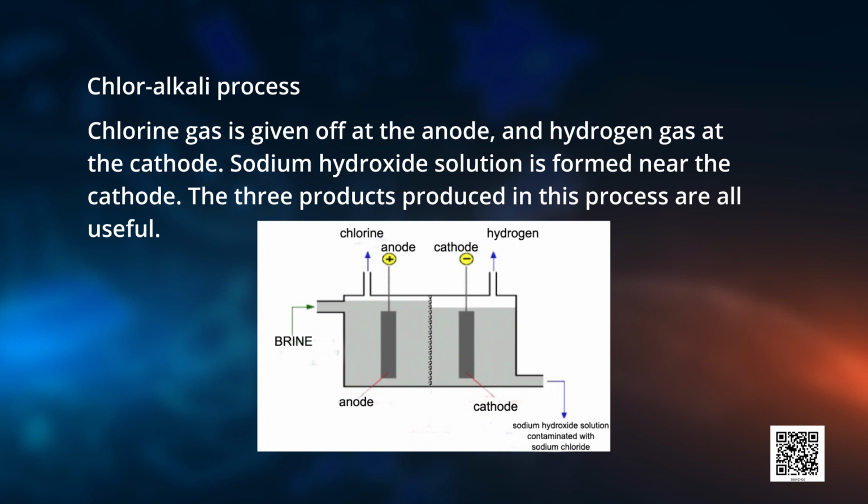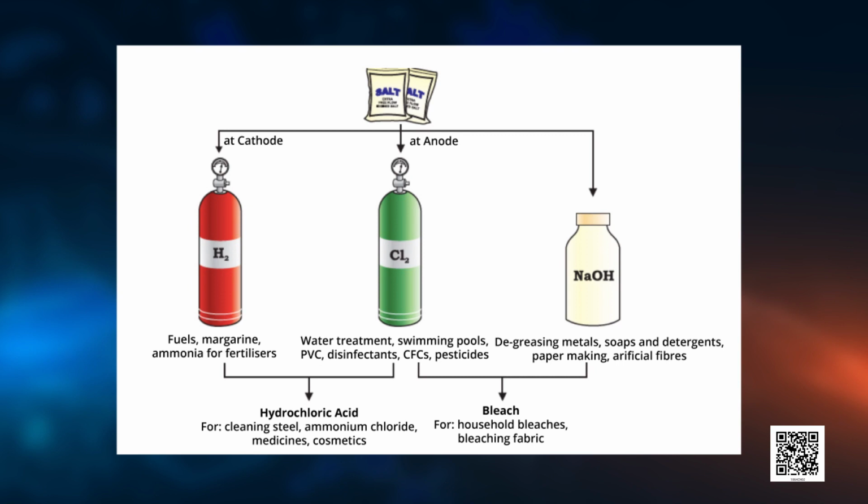The three products produced in this process are all very useful. For example, the hydrogen gas produced can be used as a fuel. Hydrogen is a very clean fuel. It can also be used to produce margarine, ammonia for fertilizers.